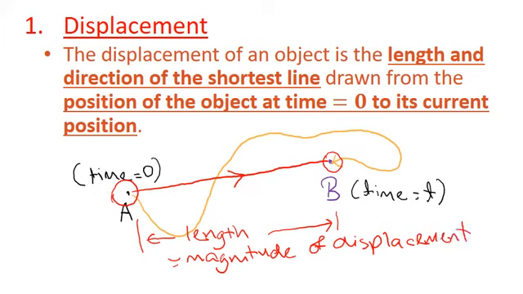So I have an object that moves from A to B. It takes a very curly path or curly trajectory to get from A to B, but I'm not interested in the path taken. I just draw a straight line from A to B. I need to draw an arrow also indicating the direction of motion. I find the length to give me the magnitude.